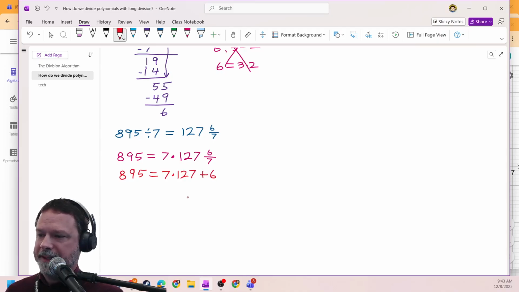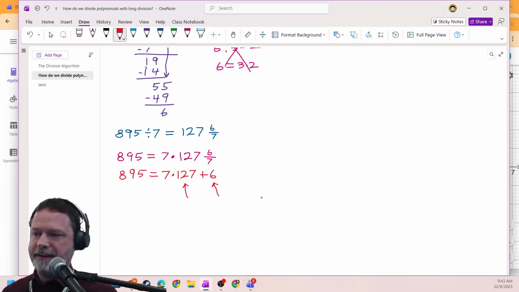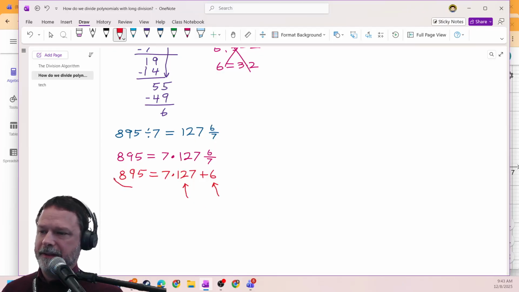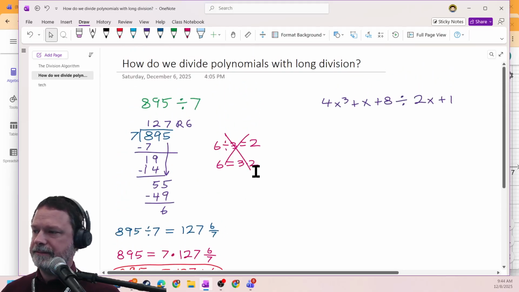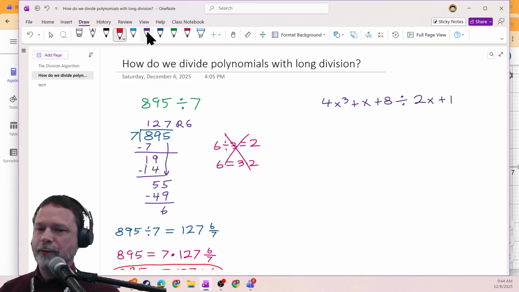And that's where we can see our quotient. Our answer was, how many times can 7 go into 895? It's 127 times. And then here's our remainder, right? So that's another way we can write it. And so we're going to focus on this a little bit for now. Okay? All of these are correct. All of these are perfectly great.